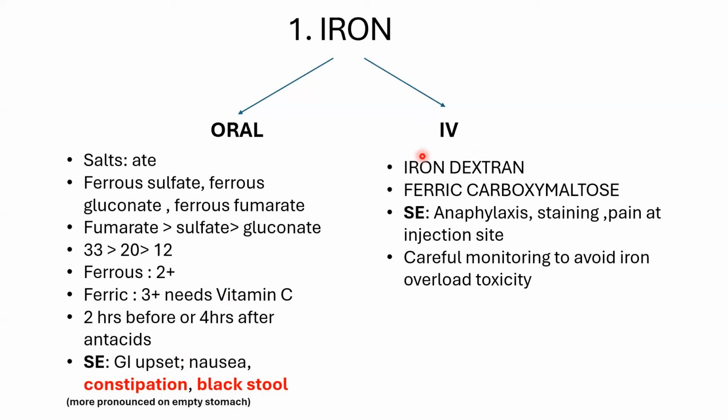Now for the IV, the main one we use is iron dextran or ferric carboxymaltose. Now, if you notice here, why is the IV version ferric, which is the 3 plus? Because in IV, we're bypassing the GI system as a whole. It's not going to go through the GI. It's not going to be absorbed by the intestine. We don't need it to be ferrous.